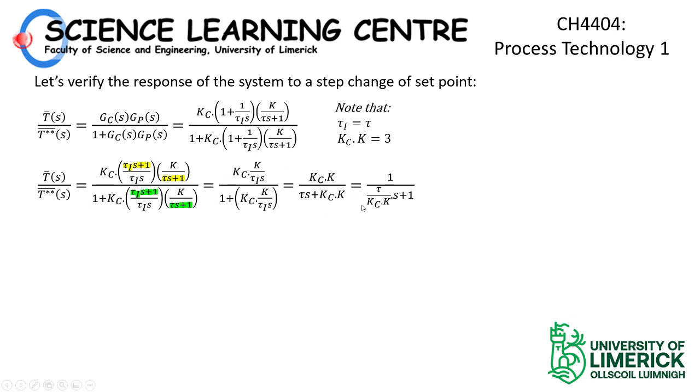In rearranging variables, we get 1 over tau divided by Kc times K, times s plus 1. And if we look at this, this is the same form as we originally had for our system, except that our new K that encompasses both the controller and the system is equal to 1. And tau is significantly smaller, because Kc times K is equal to 3. So tau has been slashed in half.